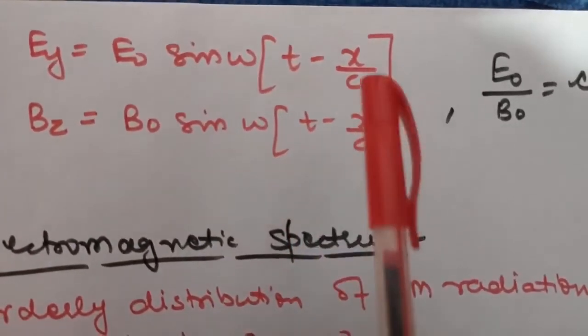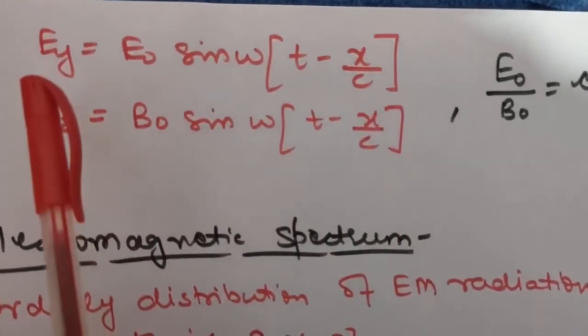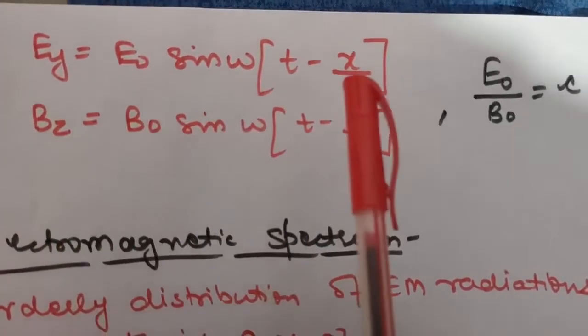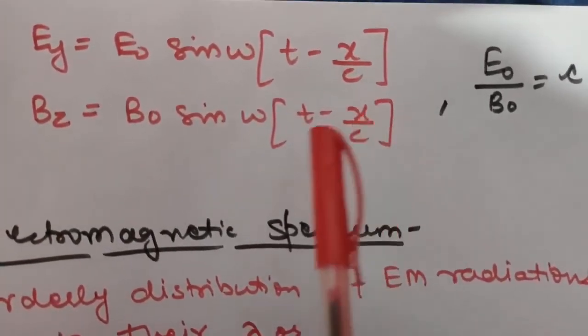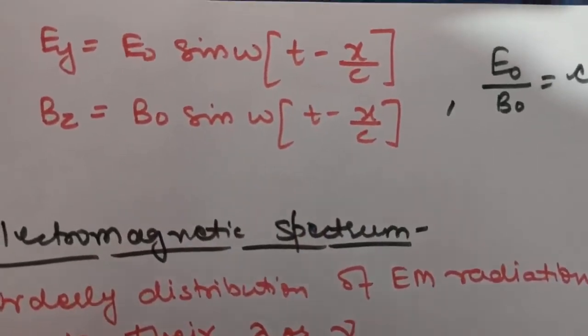And this means that the wave is traveling in x direction, because the electric field is in y direction, the magnetic field is in z direction, and the traveling wave has the direction in x. So that means all the three are mutually perpendicular to each other.